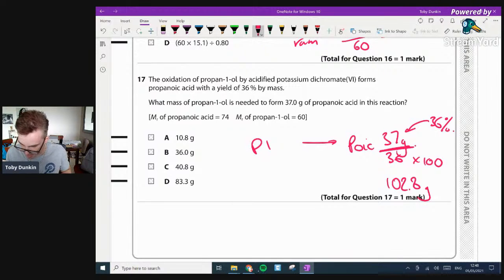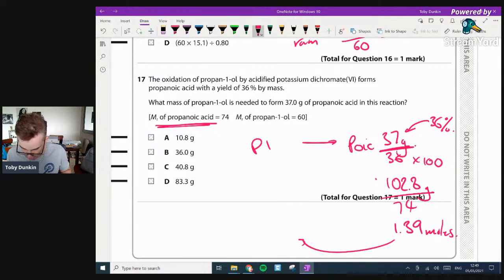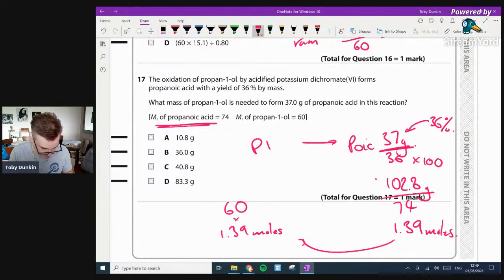Right, so divide that by 36 and then times it by 100, and I should have made 102.8 grams of it. Right, well, we've got the Mr of propanoic acid, which is there. So grams over Mr, over 74. Divide that by 74, gives me 1.39 moles of it. It's a 1-to-1 ratio, so I need 1.39 moles of propan-1-ol. Propan-1-ol has an Mr of 60. Multiply that number by 60 and I get 83.3 grams.